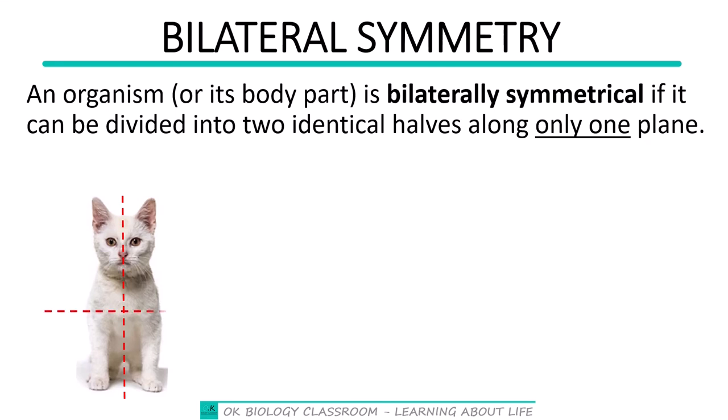For example, if we decide to use a line like this, well, you realize that we have the head on top here, but there will not be any head down here. There will be the limbs or the legs down here, but not on top here. So that means this line cannot give us the mirrored image, or it cannot give two identical halves. So the only line that we can use is this. So this makes the cat bilaterally symmetrical. Only one plane.